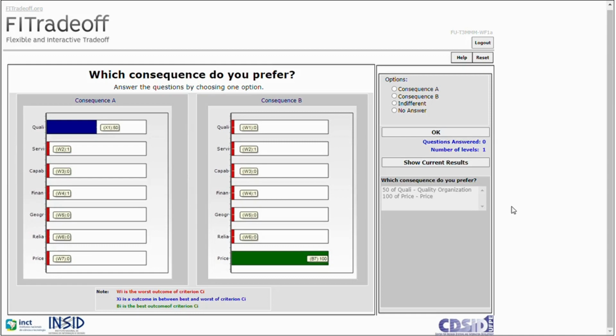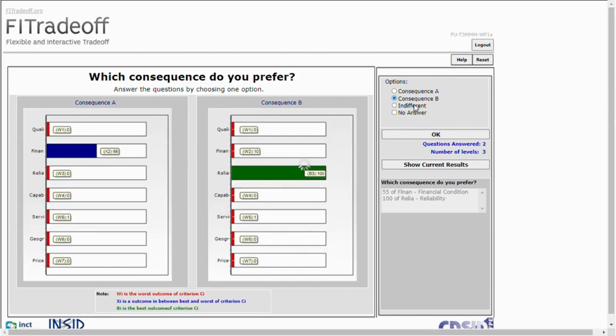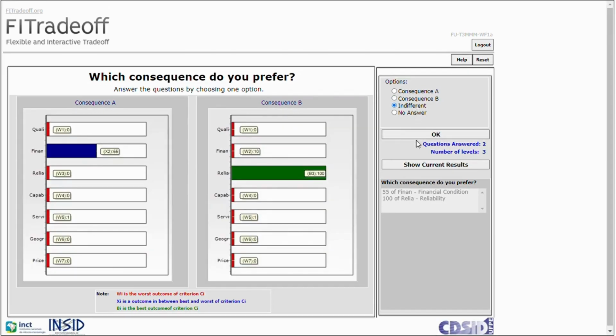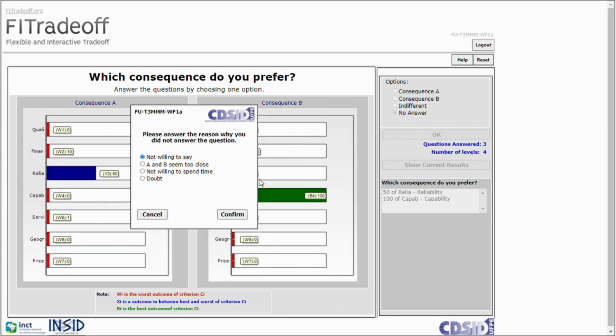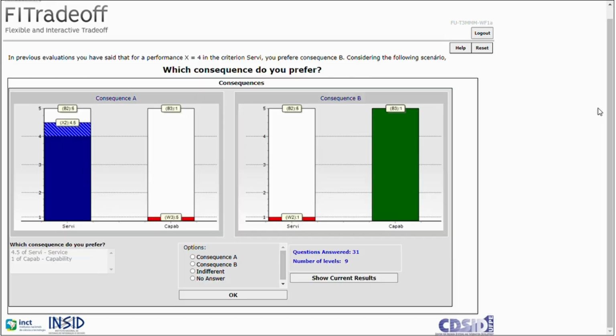There, elements in the space of consequence are compared using two graphs. The first is an intermediate consequence for a criterion, better positioned in the ranking, while the others are in the worst consequences. The second graph displays the best consequence for a subsequent criterion and the worst performance in the others. Then, the user must choose which consequence is preferable, if both are indifferent, or if for some reason they do not want to answer the question, along with the reason for this.